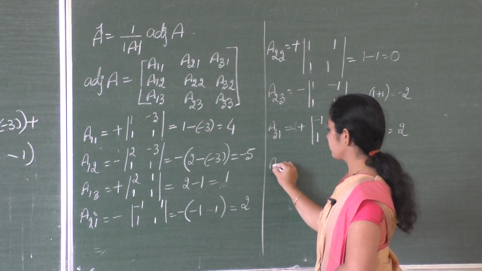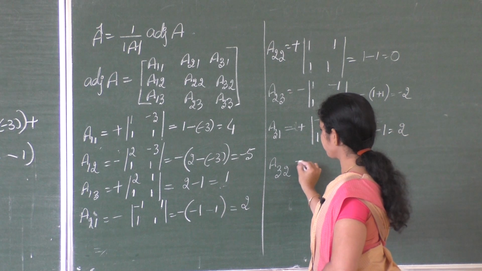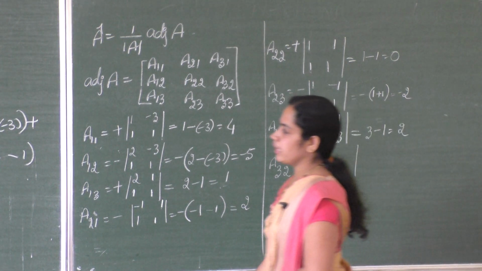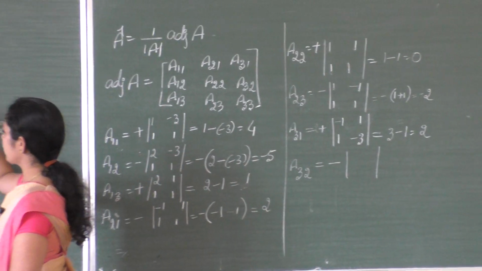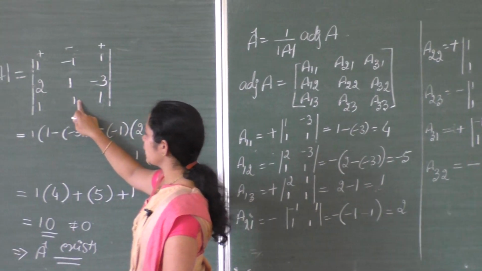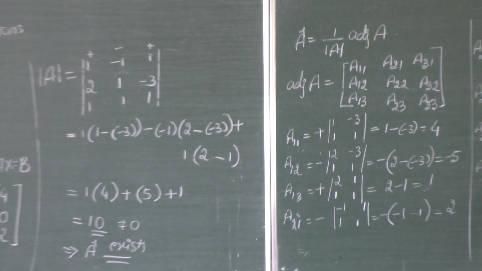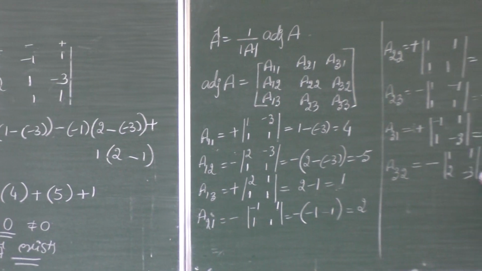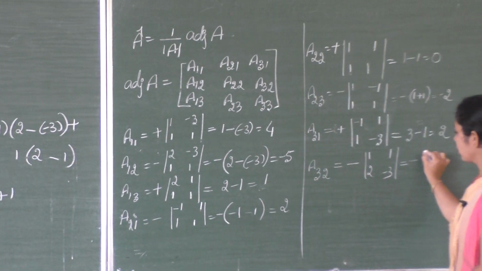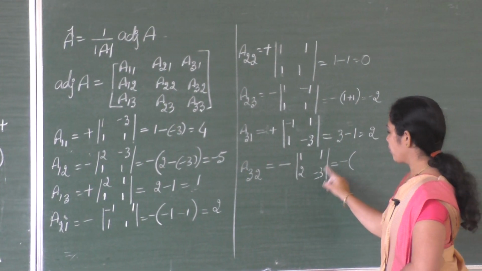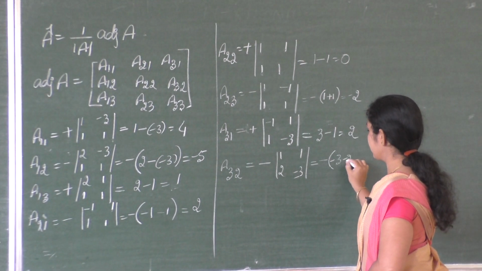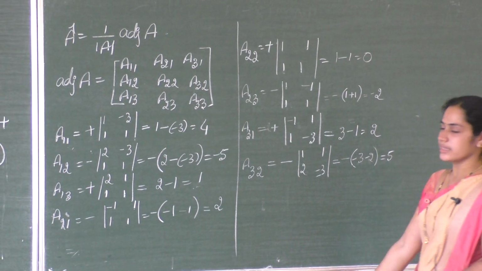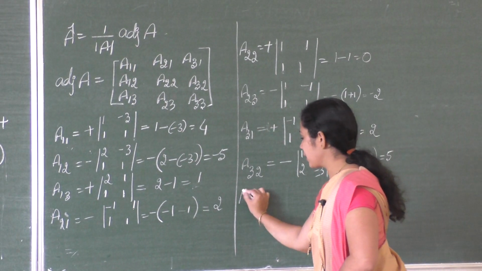Next one, A32. A32 is negative. Delete third row, second column: 1, 1, 2, minus 3. This is equal to minus of minus 3 minus 2, minus 5, into negative, that is plus 5.